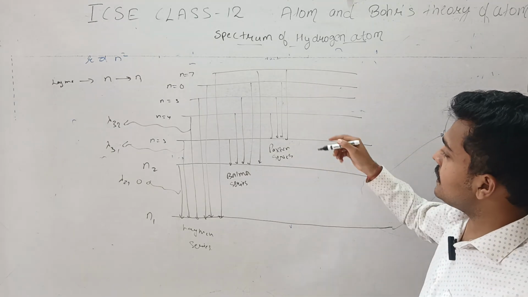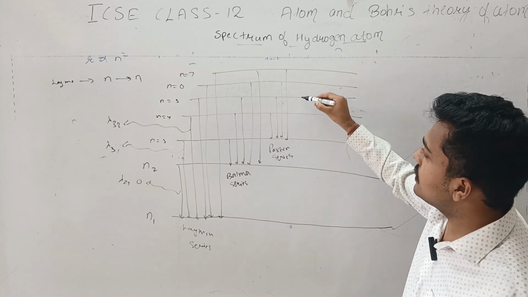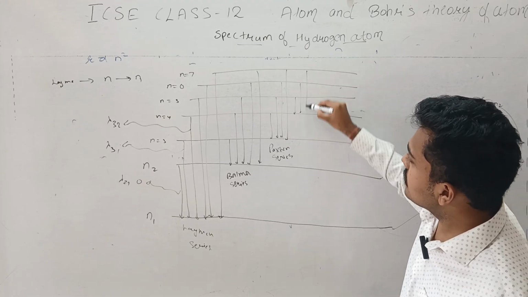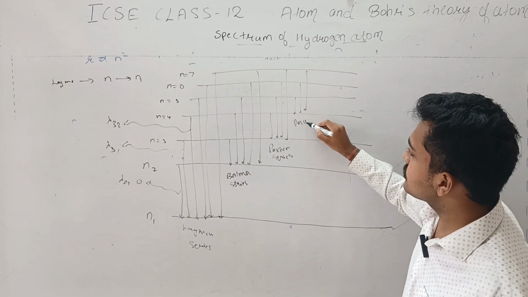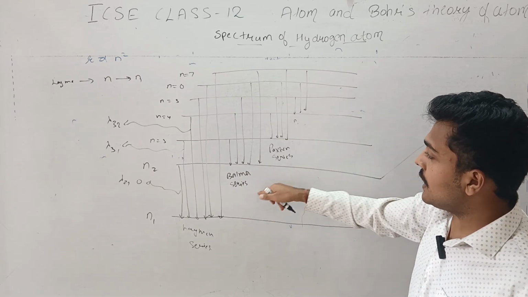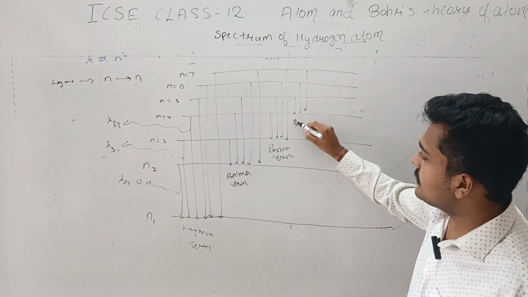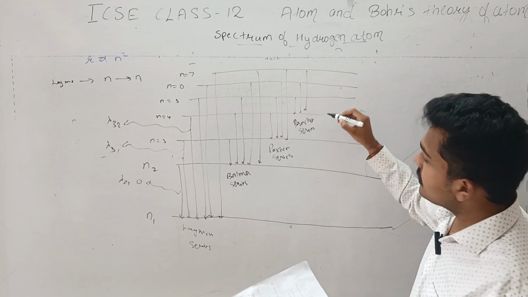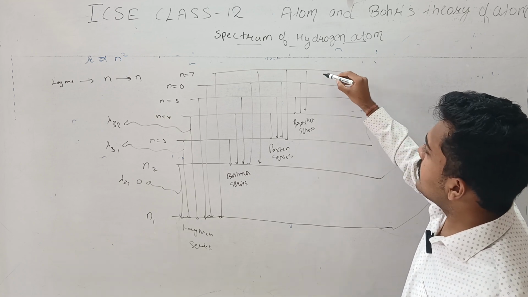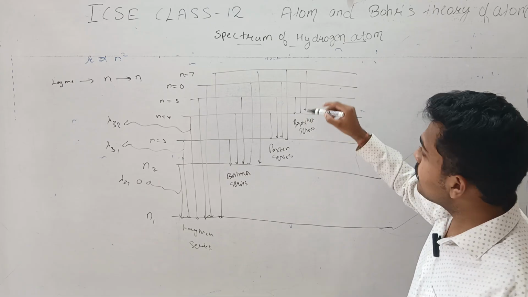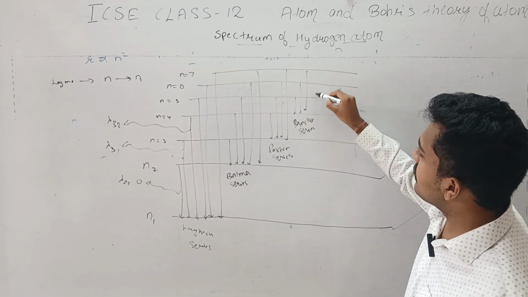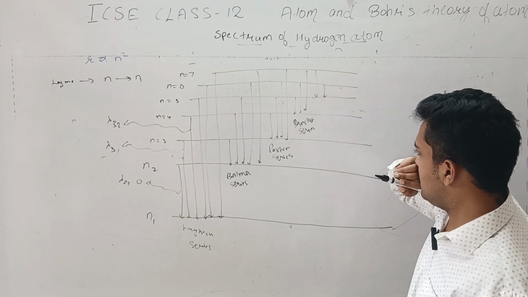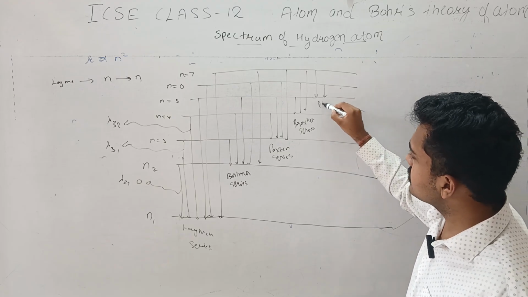Then is the Brackett series. It is to the level 4. From any higher level to level 4 is the Brackett series. Lyman, Balmer, Paschen, and this is Brackett series. And last is our Pfund series, from any higher level to level number 5. So any higher level to level number 5 is the Pfund series.